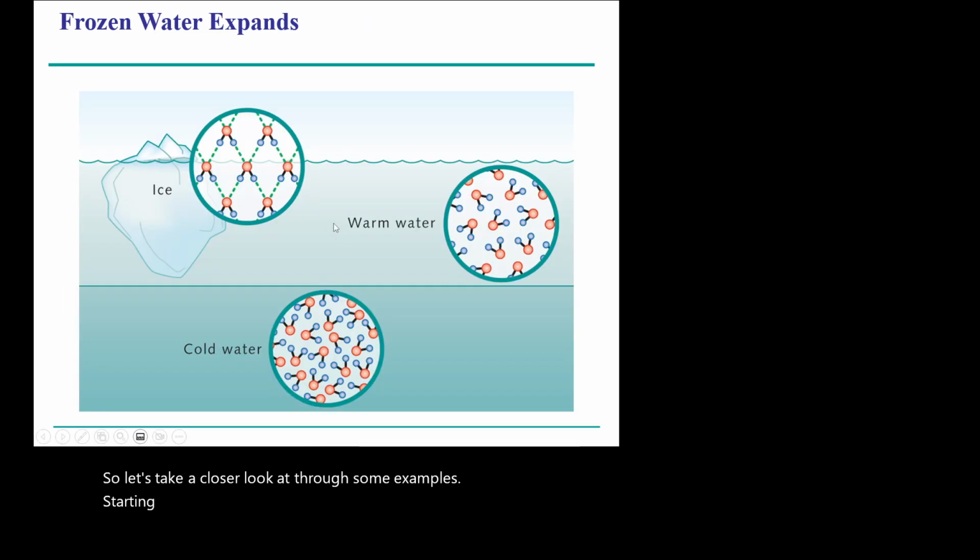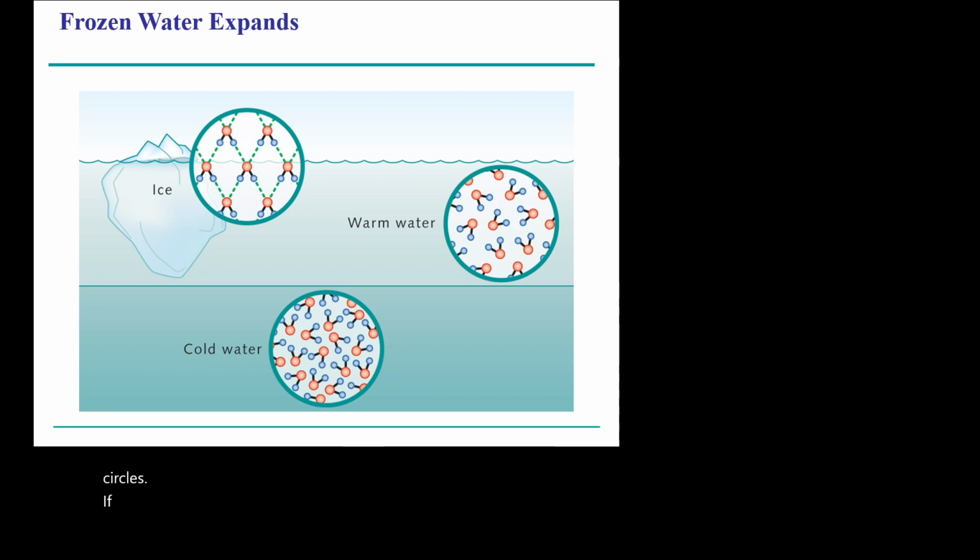Starting with the first one, that molecules expand upon freezing. What we see here are three different representations of the states of water: ice versus warm and cold water. And we're zooming into a volume that would represent a circle that would represent the same volume of ice compared to warm or cold water. And so what I want you to take note of, and even maybe try to count, are the number of water molecules in each of those circles.